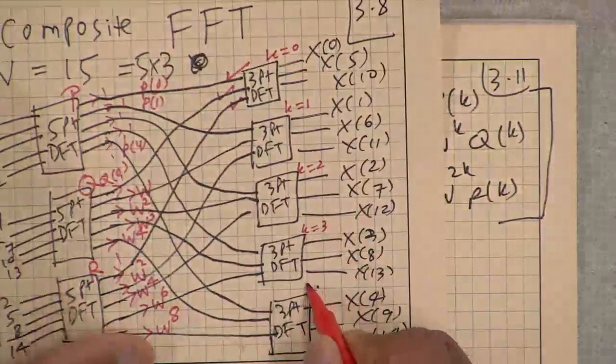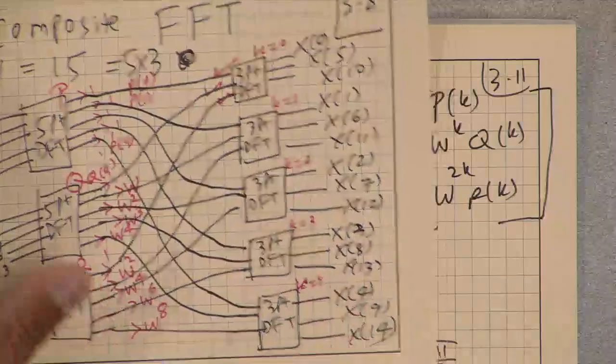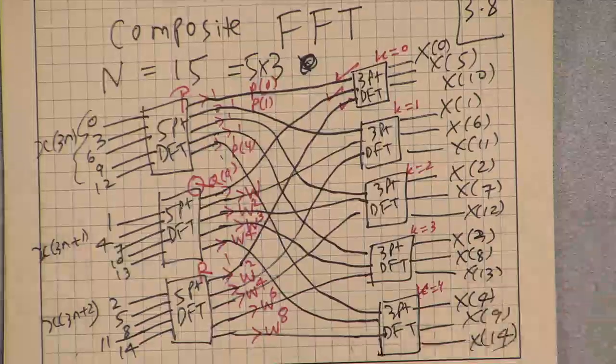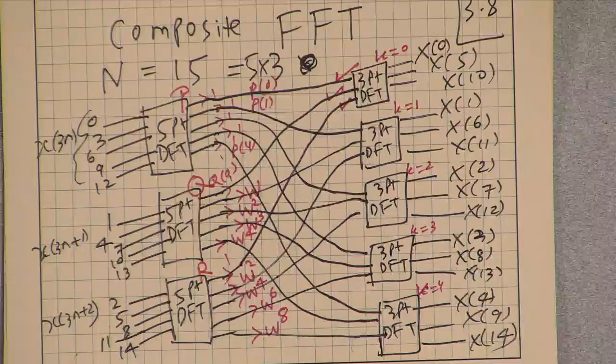So this is one simple example, but at least are you now convinced that for this simple example we are able to compute the 15-point DFT using 5 3-point and 3 5-point DFTs? Any questions about this?